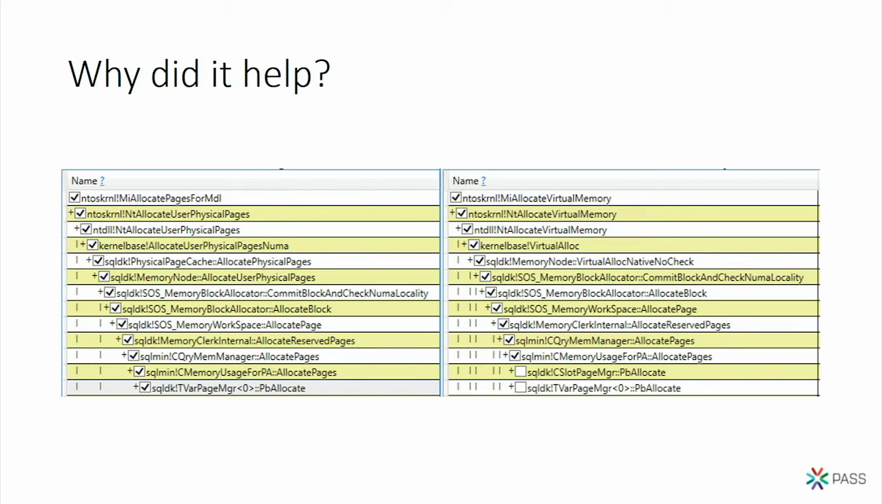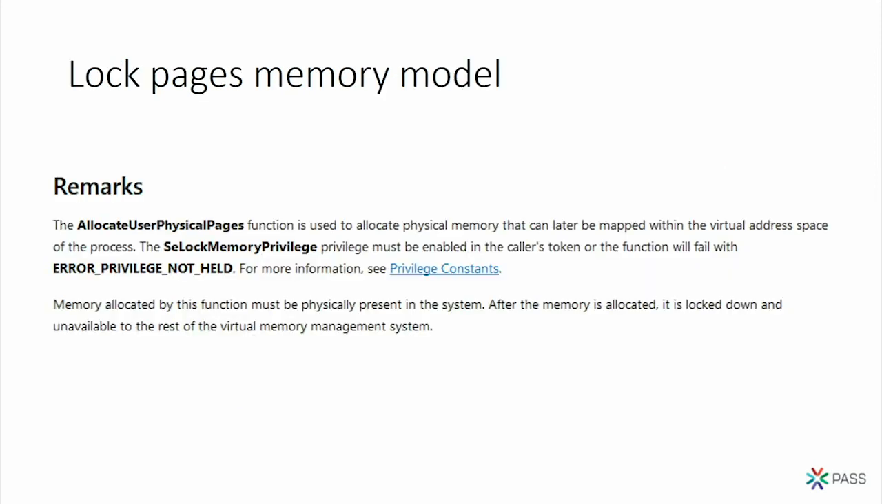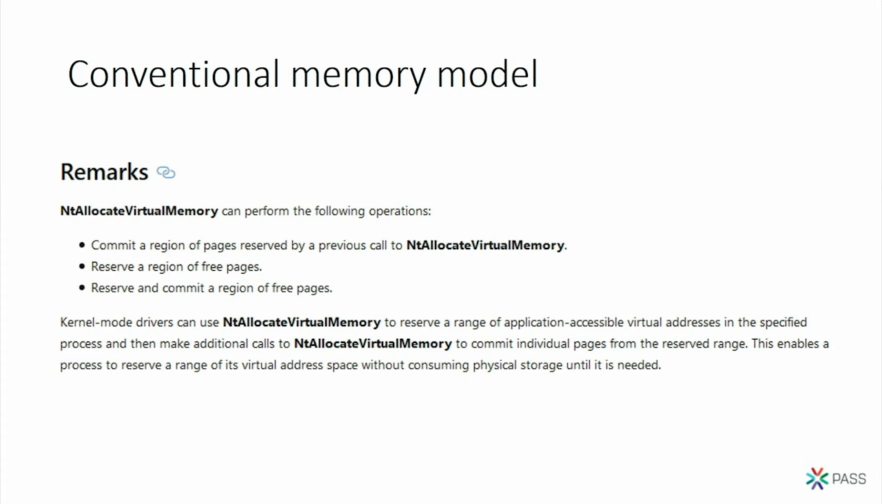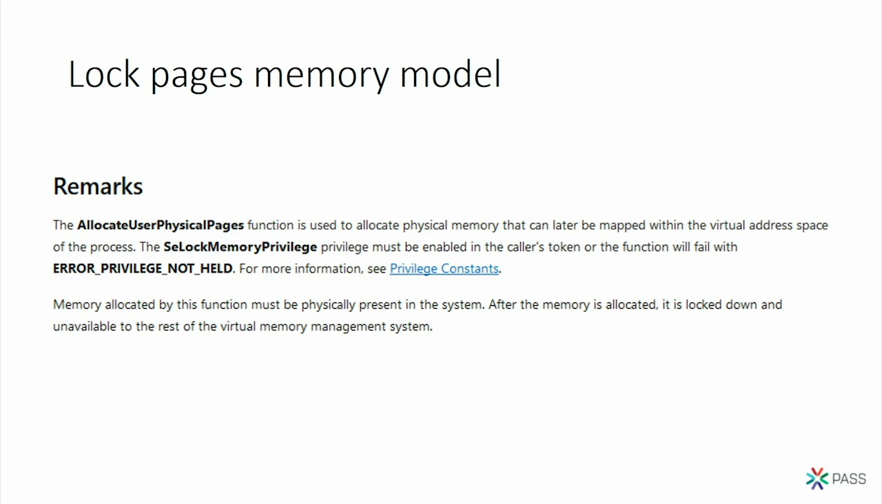On the left, I've got the call stacks for lock pages in memory. On the right, I've got them for conventional. They're different, I promise. For lock pages, the AllocateUserPhysicalPages function is in use. For conventional, the NtAllocateVirtualMemory function is in use. For whatever reason, this one is a much better fit for Columnstore workloads in my experience. If I'm using Columnstore, I always want lock pages in memory turned on.